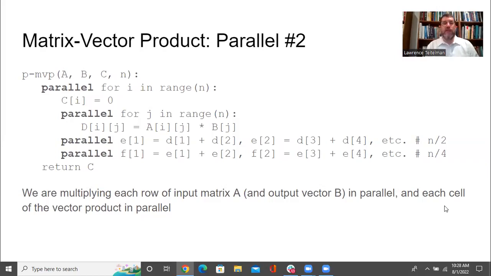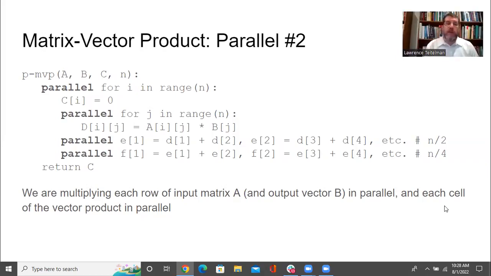Is that a race condition? If I say one process is going to add the first two terms, the second process will add the next two terms, the third one will add the third two terms. Is that a race condition? No. Why not? Because they have their own values.